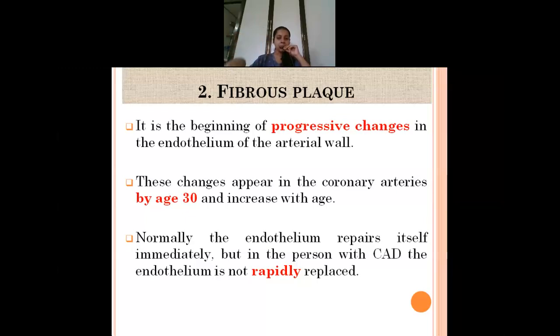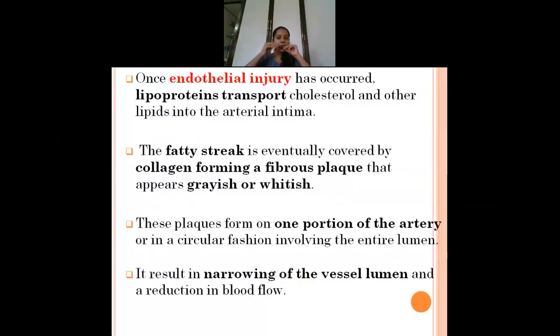Because of that nature, whenever there is endothelial injury, the lipoproteins will start to transport cholesterol and other lipids. Because of that, the fatty streak will be converted into collagen forming fibrous plaque. The first stage, fatty streak, is converted to a fibrous plaque which is having collagen, and because of that it gives a different color, that is gray or whitish color.